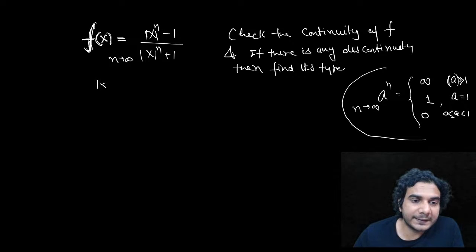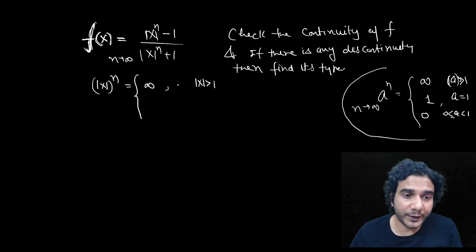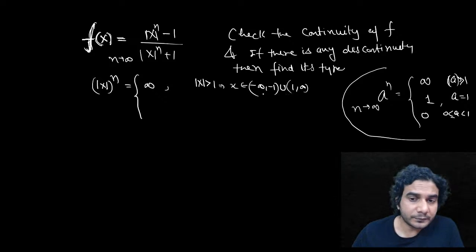First of all, you can see this is the term on which you have power n, right? So basically you need to find the limit of this. See, whenever mod of x is more than 1, this term will approach infinity, because any number which is more than 1 magnitude wise to the power infinity approaches infinity. So this means when x belongs to minus infinity to minus 1 union 1 to infinity. In this interval, this term is approaching infinity.